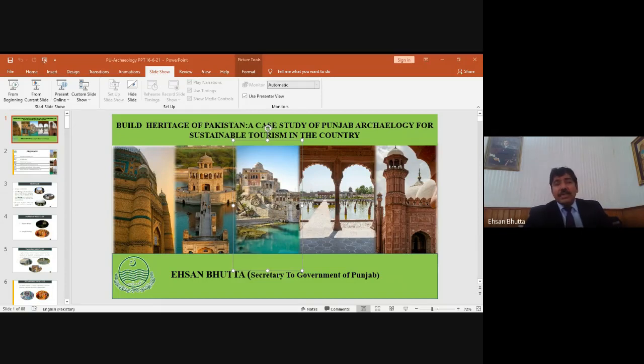Then World Tourism Day is very important. At the highest level, the Chief Minister came to Shalimar Garden and Jahangir Tomb, showing the world the importance of heritage, and that we, as a government, are giving importance to our heritage in the whole world.